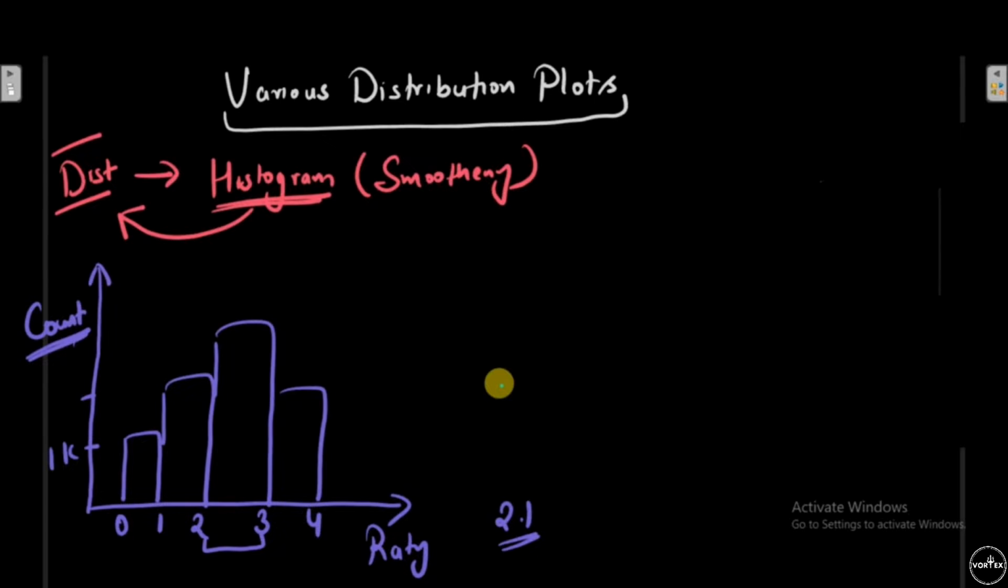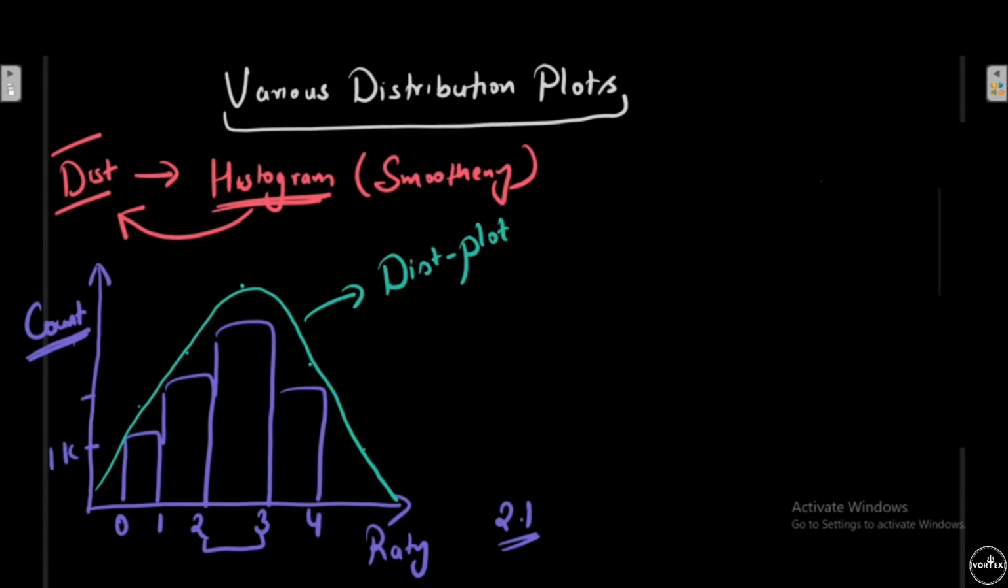But if I perform smoothing, let's understand what smoothing is all about. In smoothing, with respect to each of the bars, let's find out the middle point. Let's say this is the middle point, this is the middle point, this is the middle point, and let's say I have one more bar, so this is the middle point. If I join these points, it will look approximately like this. Approximately, I'm not saying exactly. So this is what my distribution plot is all about.